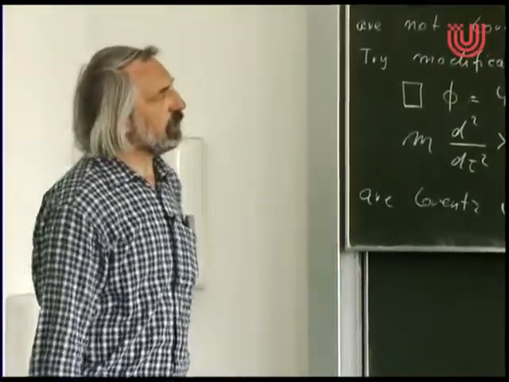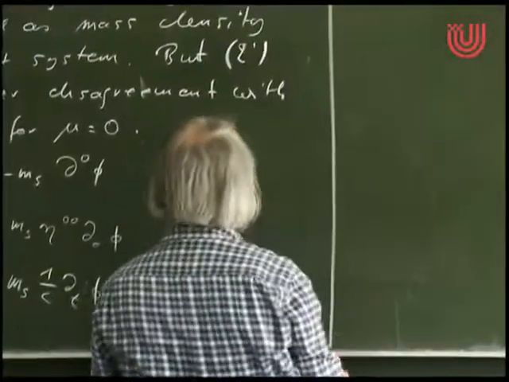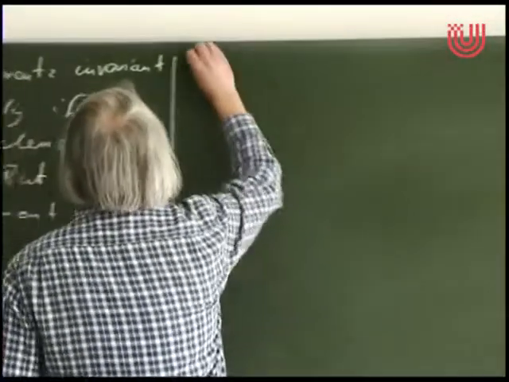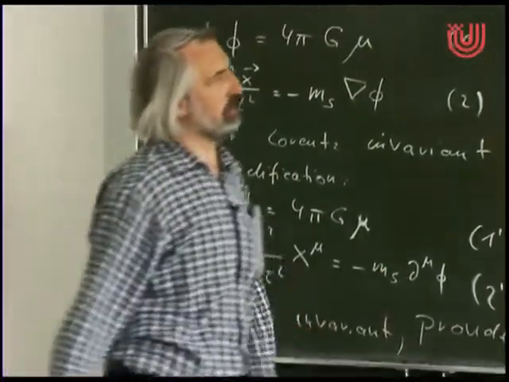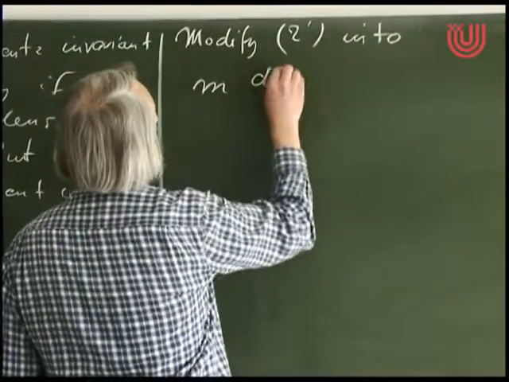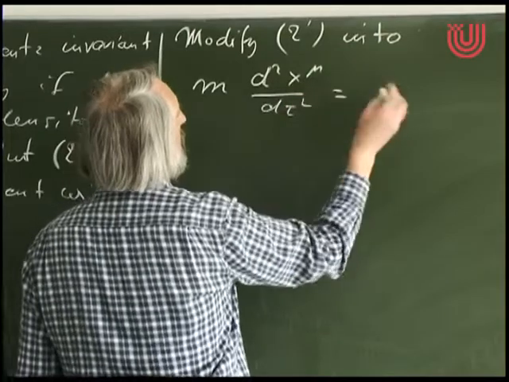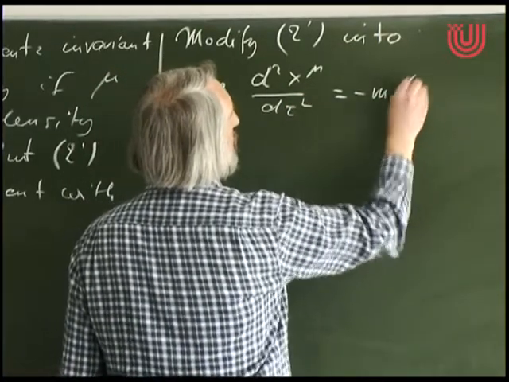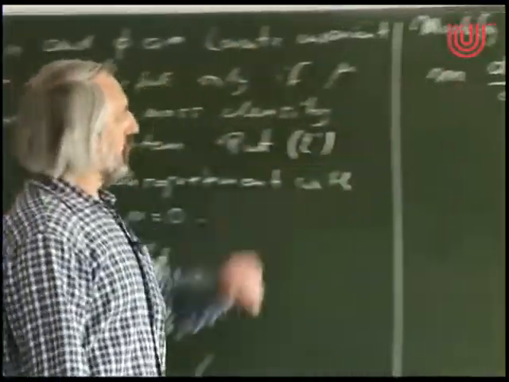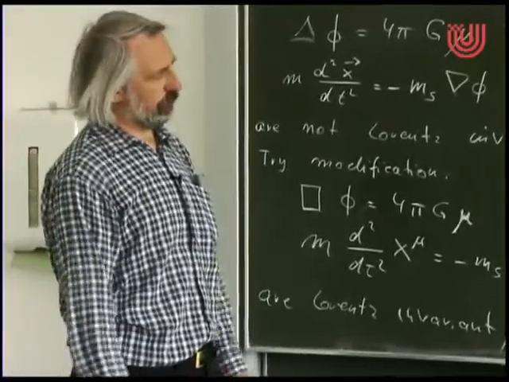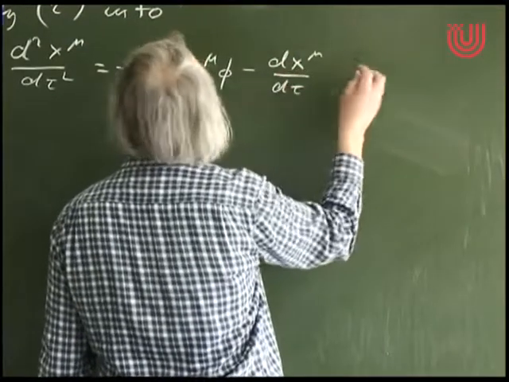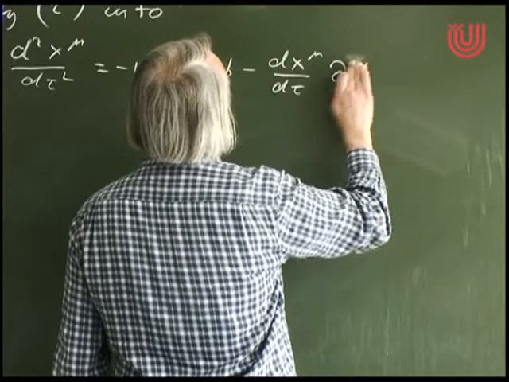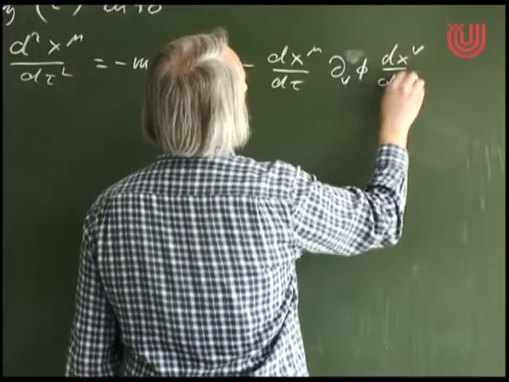So this doesn't work. Another attempt one could make is to modify 2 prime into another equation so that it does give the right Newtonian equation, by adding something on the right-hand side. The old formula was minus m_s, and then I had just ∂^μ φ. Add a term which removes this obvious contradiction to experiment. What one could do is add something like dx^μ/dτ ∂^ν of φ, or let me write this with a lower index, dx_ν/dτ.